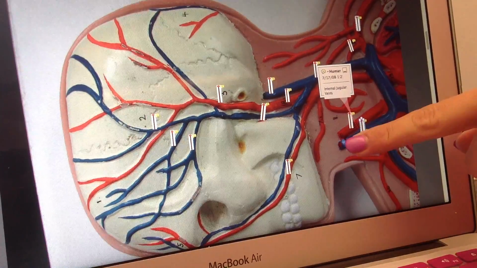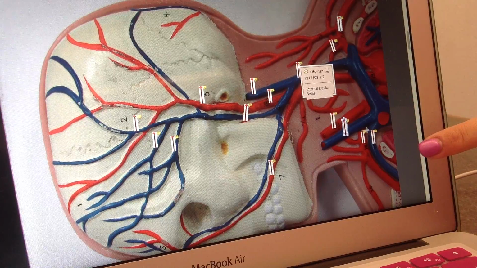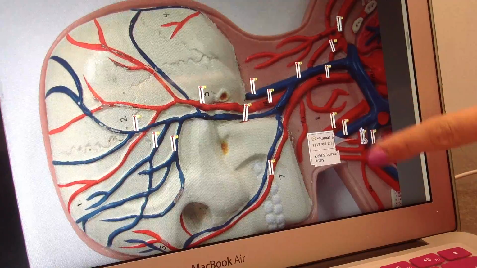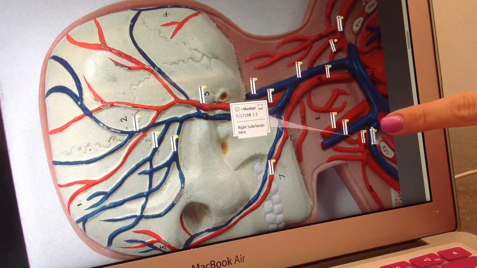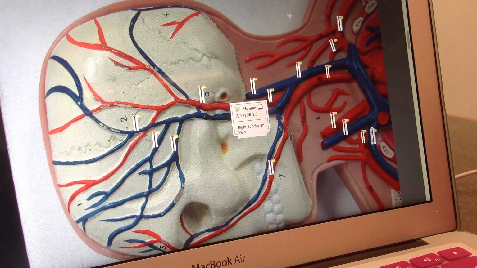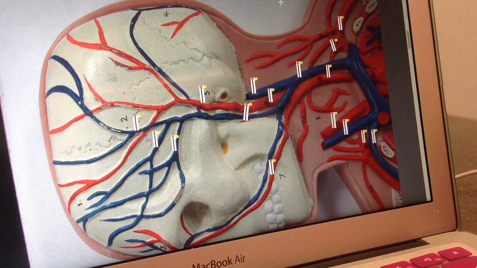The internal jugular vein. Now we're going to go towards the arm a little bit, and that's going to be the right subclavian artery, corresponding with the right subclavian vein. So that concludes the head and neck region of the veins and arteries.